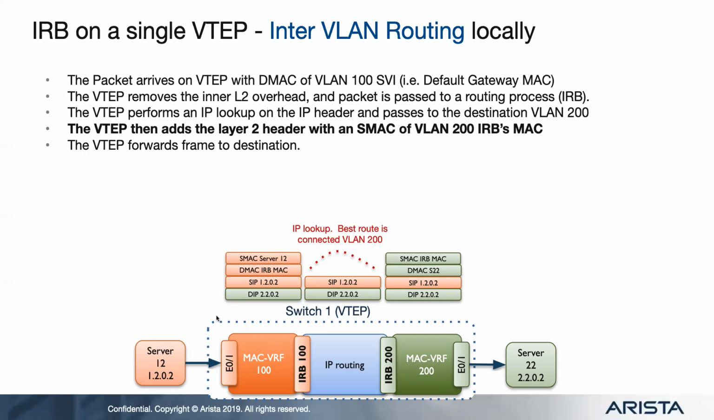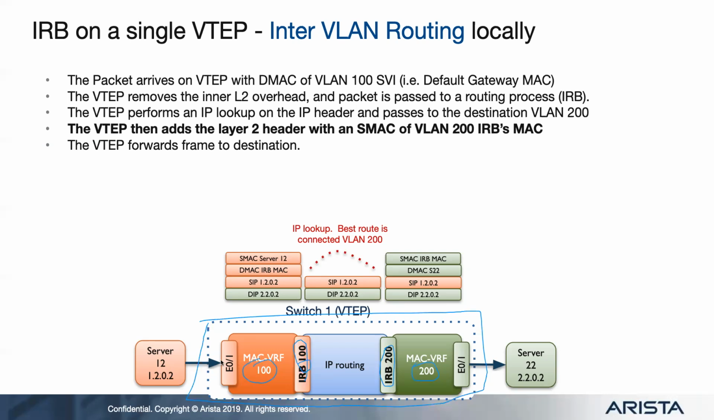Let's consider this is one VTEP. Same example: you have two SVIs, SVI 100 and SVI 200. You have two MAC-VRFs, MAC-VRF 100 and MAC-VRF 200, that are configured under router BGP with RD and RT.